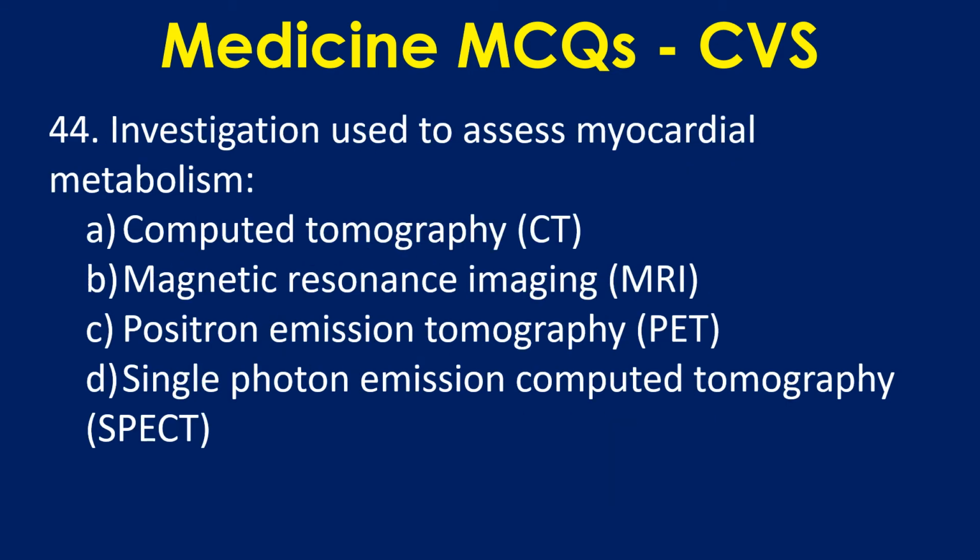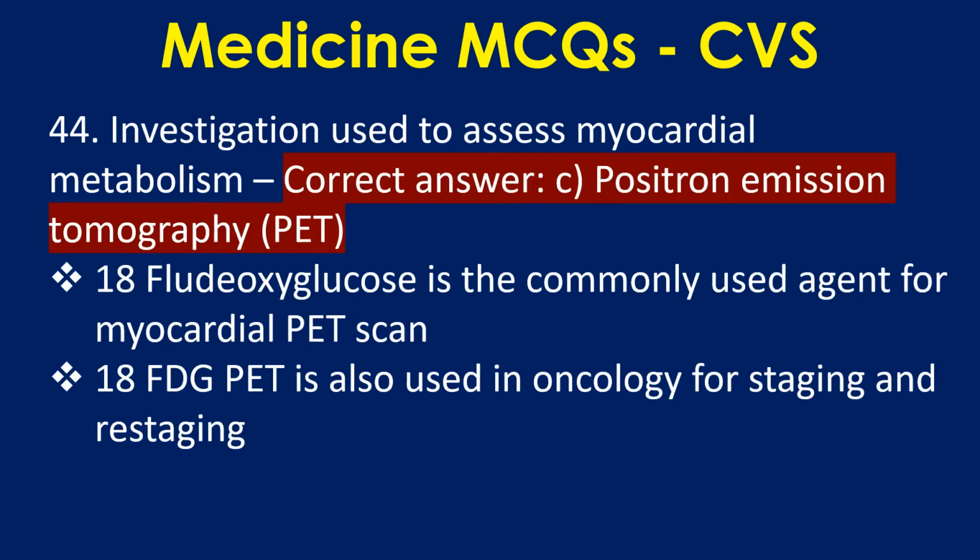Investigation used to assess myocardial metabolism. A. Computed tomography, B. Magnetic resonance imaging, C. Positron emission tomography, D. Single photon emission computed tomography. Correct answer C. Positron emission tomography.